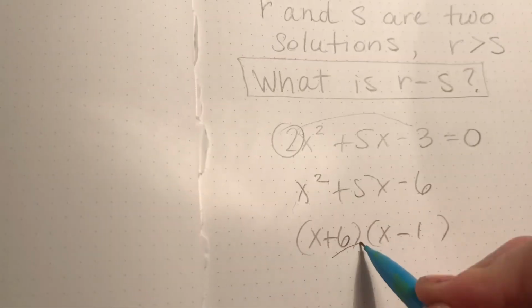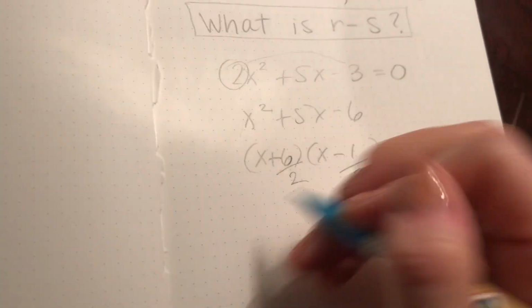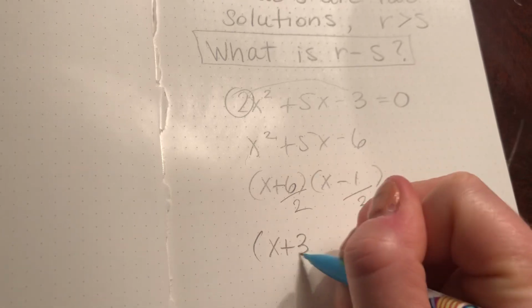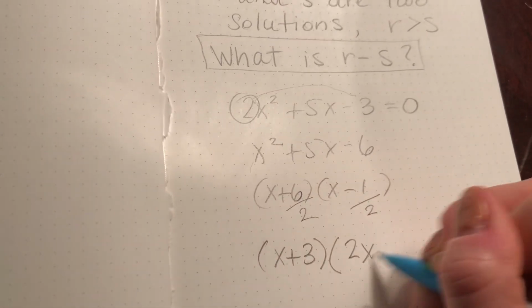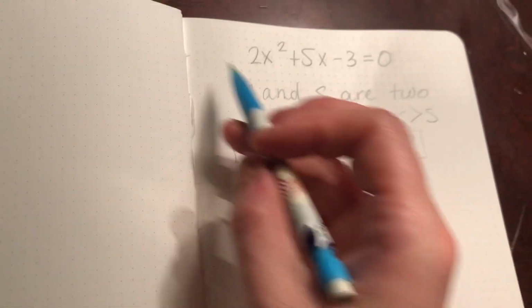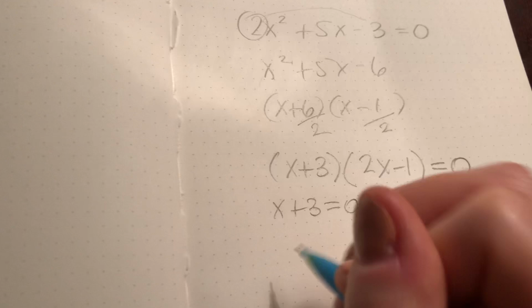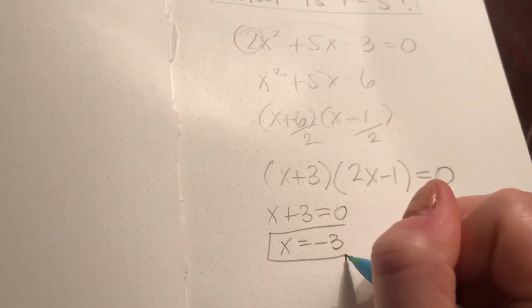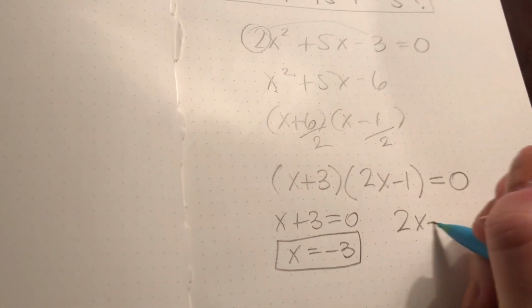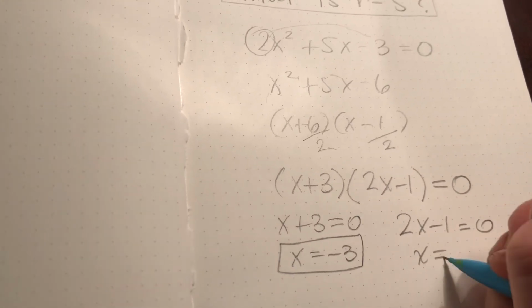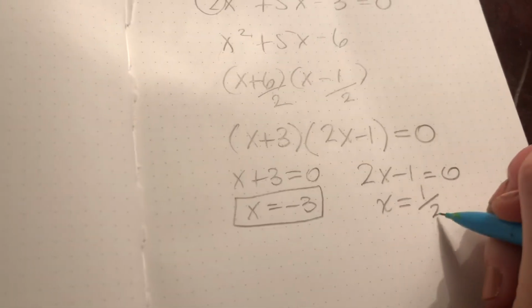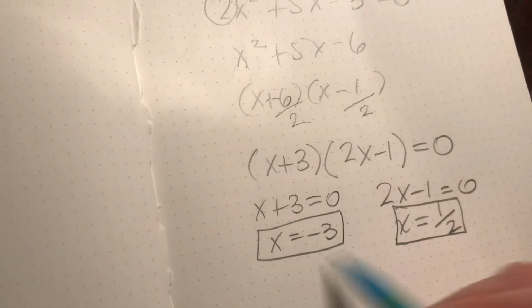All right, and then don't forget to bring back down the 2, right? And then this gives me x plus 3 and 2x minus 1 equals 0. All right, so this is the factored form of this, okay? Now I just have to solve, right? So here I set each piece equal to 0, right? So that means x is negative 3. And then I'm going to set this piece equal to 0, right? So x is positive 1/2. Right? So those are my two solutions, right? We solved for x and we got the two solutions.